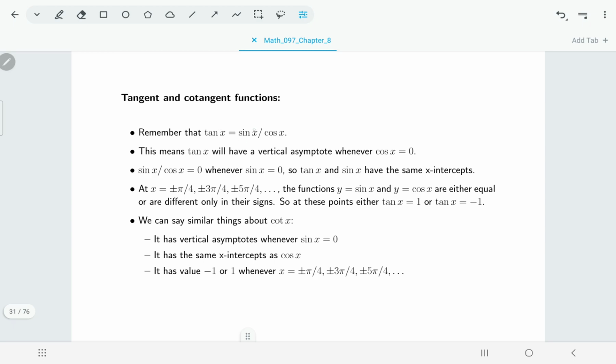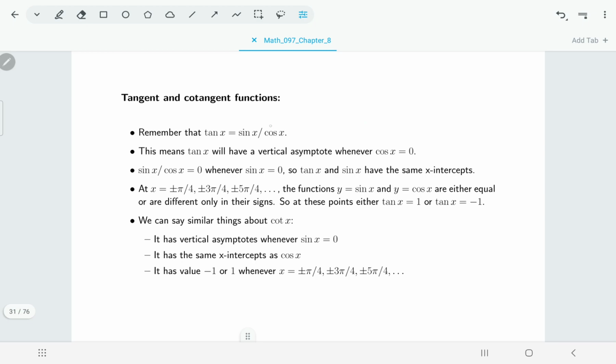Whenever sine is equal to 0, the whole fraction will be equal to 0. In other words, whenever sine of x has an x-intercept, so does tangent. So if you know the x-intercepts for sine, then you automatically also know the x-intercepts for tangent. And if you know the x-intercepts for cosine, then you know the vertical asymptotes for tangent.